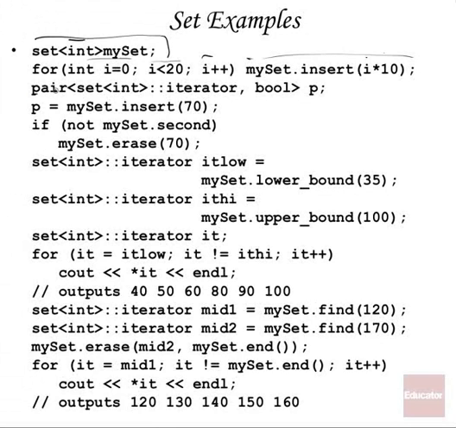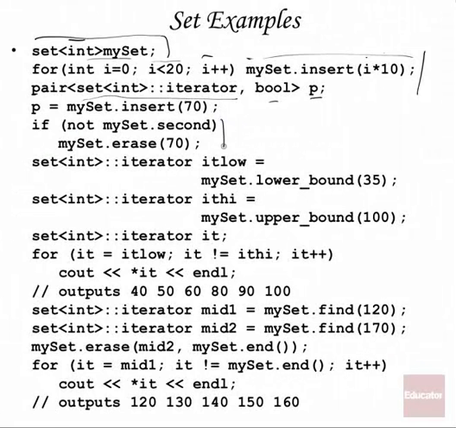Now we define a pair. That's an iterator and a bool, and we've declared it to be p. So p is our pair now. So now we have p equals mySet.insert(70). Well, 70 should be there already. So we should be able to say, if not mySet.second, so if it's not there, we'll erase it.